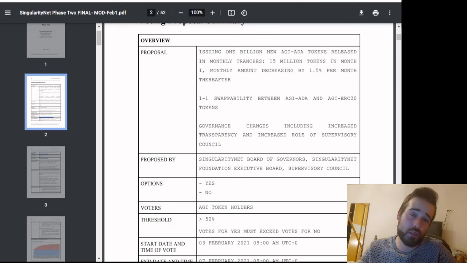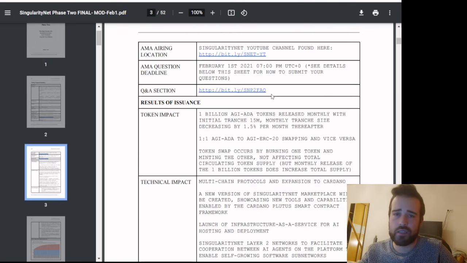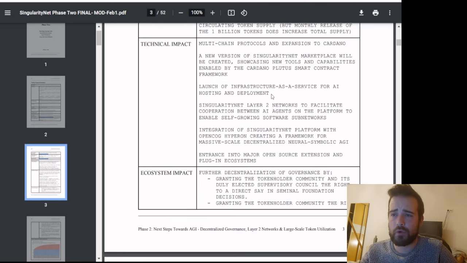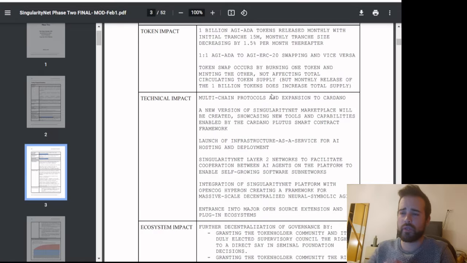Okay, and the swappability is done through the token bridge that was already developed and is already live, and then I'll show you in a next video, even though I explained a little bit about it in the previous one. Let's go here and see a little bit more of what this proposal also included.